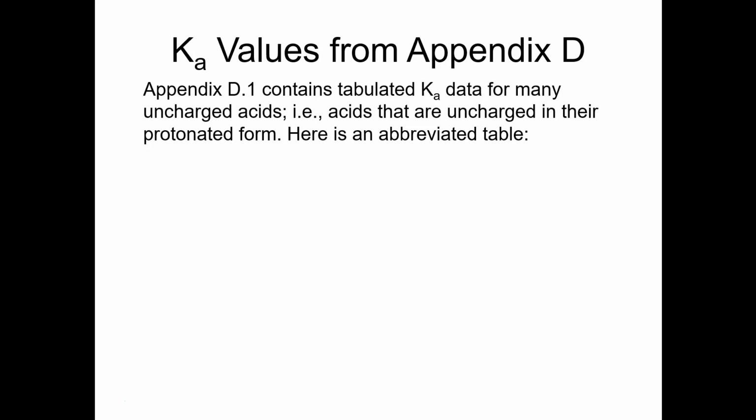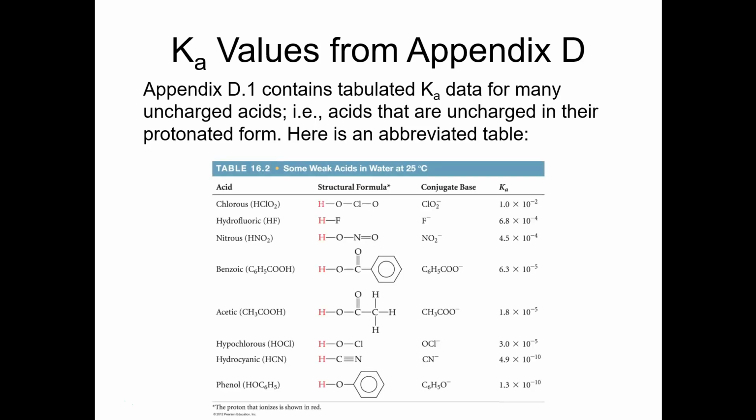But what D1 does is it gives a bunch of Kas for what we would call uncharged acids. That is, acids that are neutral molecules in their protonated form. Your book has an abbreviated table of data from Appendix D1, and you can see that for all these common acids, chlorous acid, nitrous acid, hydrofluoric acid, hypochlorous acid, hydrocyanic, et cetera, all these things that we would normally think of as weak acids, it gives Ka data.